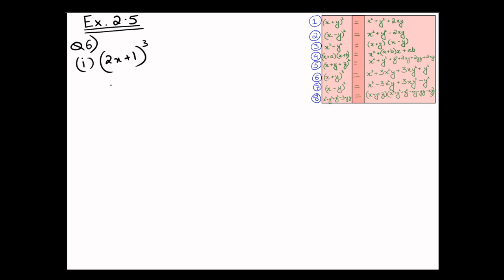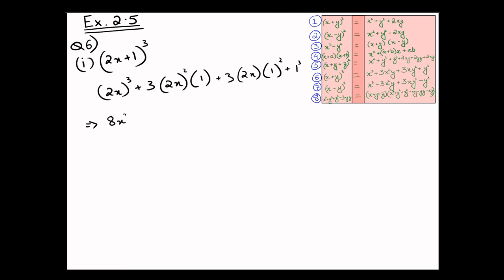So I get (2x) whole cube plus 3 into (2x) square into 1 plus 3 into 2x into 1 square plus 1 cube. This gives me 8x cube plus, 2 square is 4, 4 times 3 is 12, 12x square plus 6x plus 1.